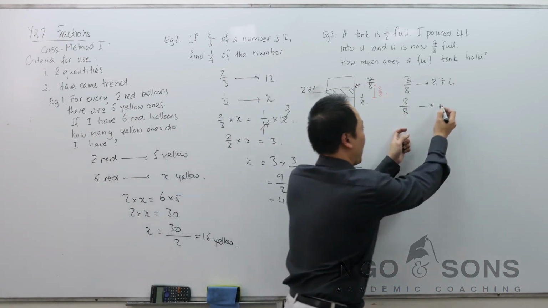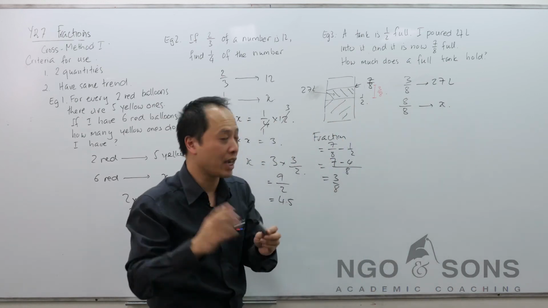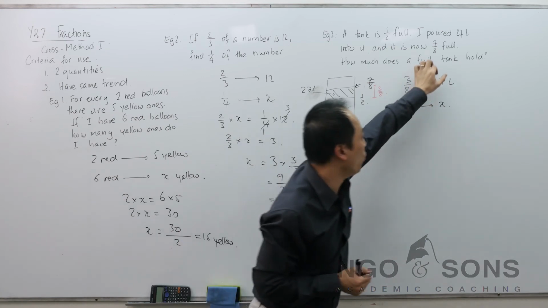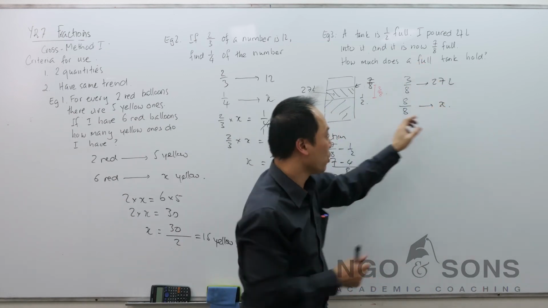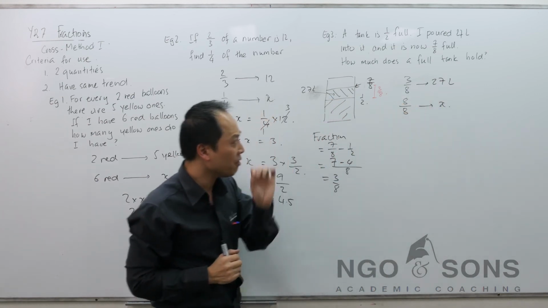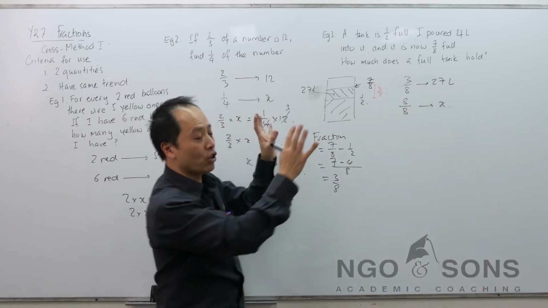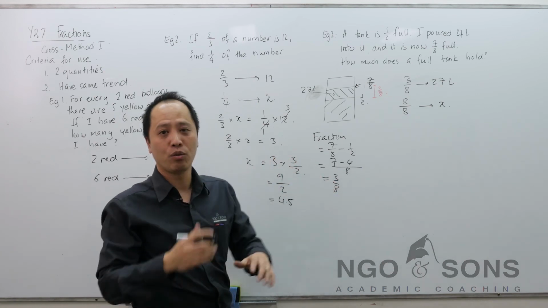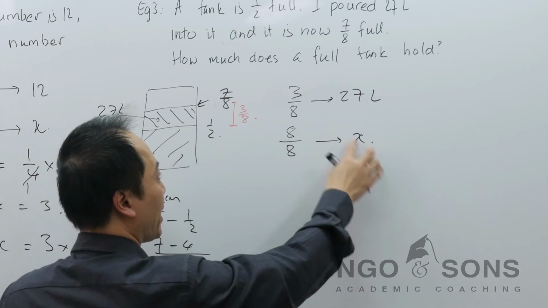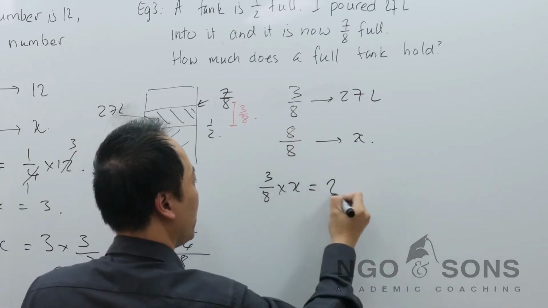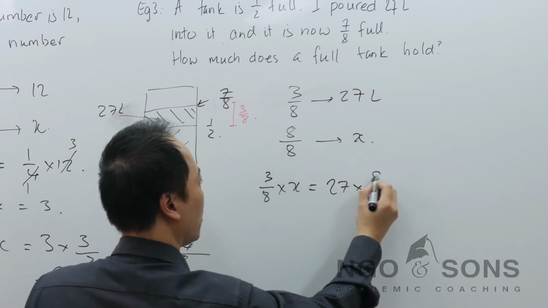So you write x. Remember, in the working out, you must put all the fractions on the same side, all the volumes on the other side, right? Please don't put this on this side, this on this side, and mix it all up. Very important you don't do that. Okay, so that's the setup already. So now all we do is we cross multiply. So we get that times that, so it's 3/8 times x equals 27 times 8 on 8.